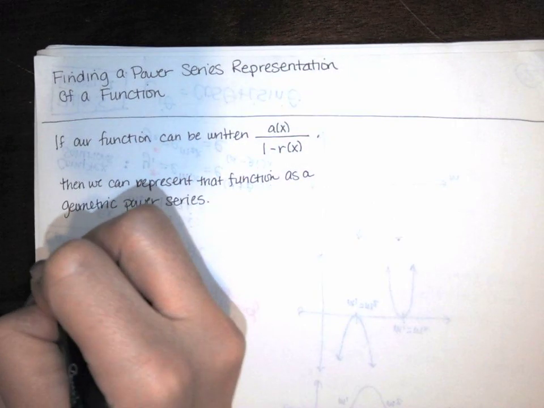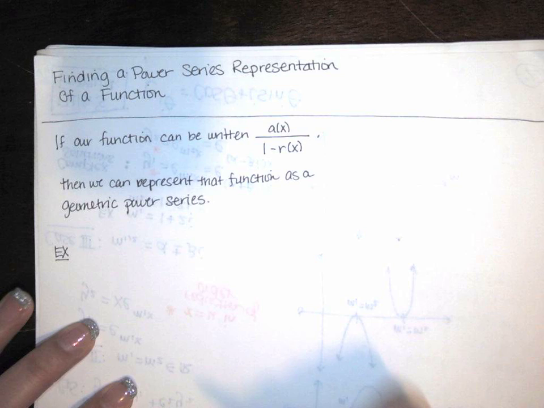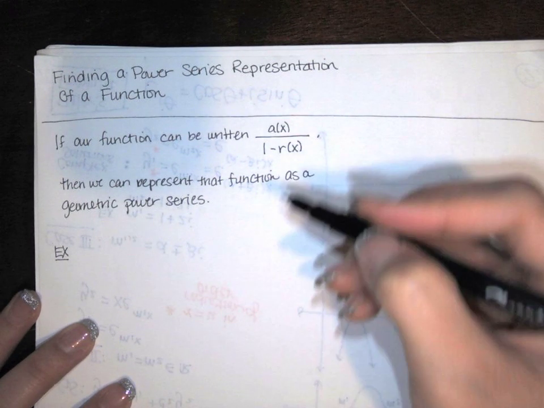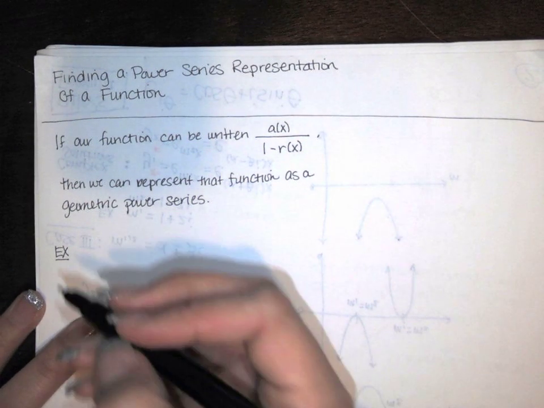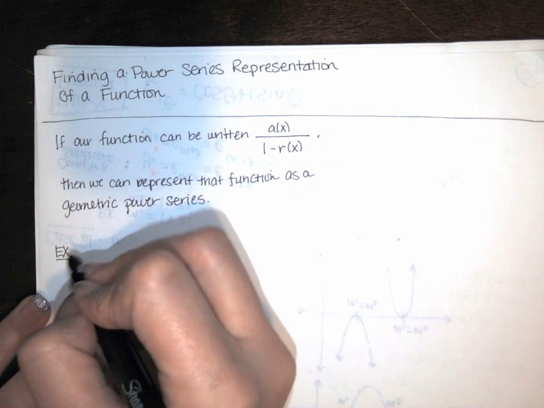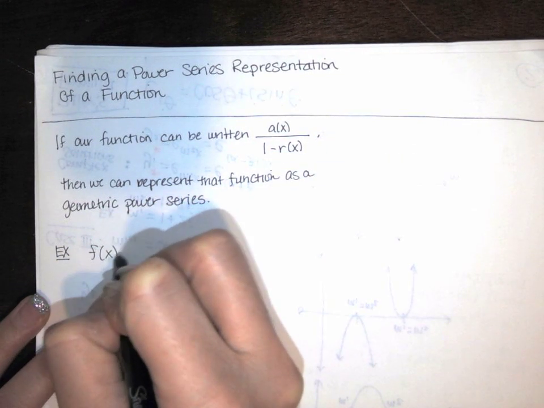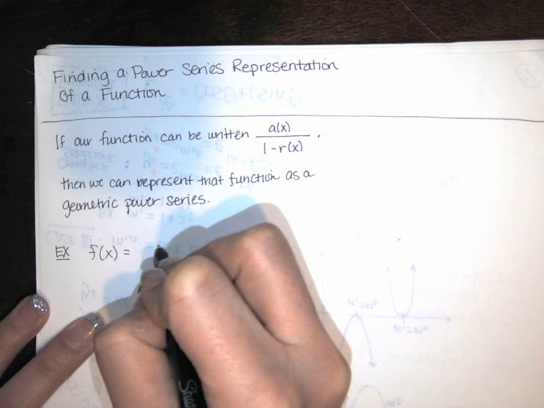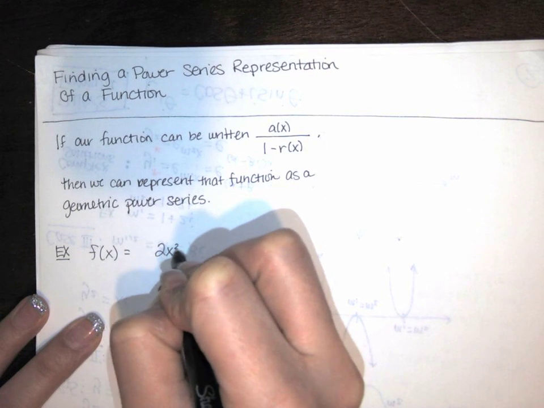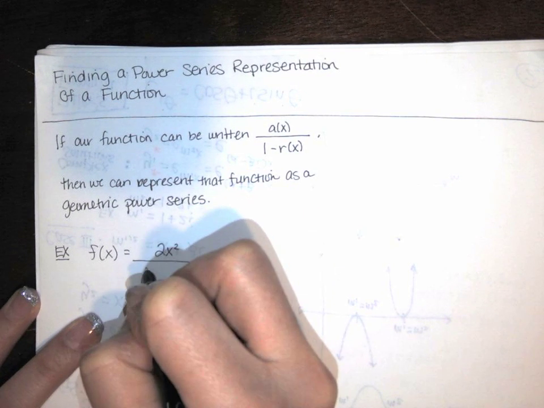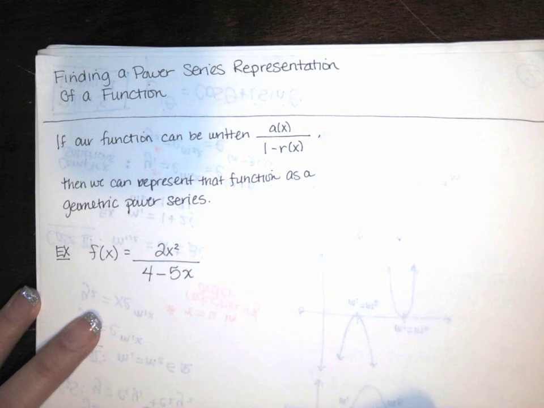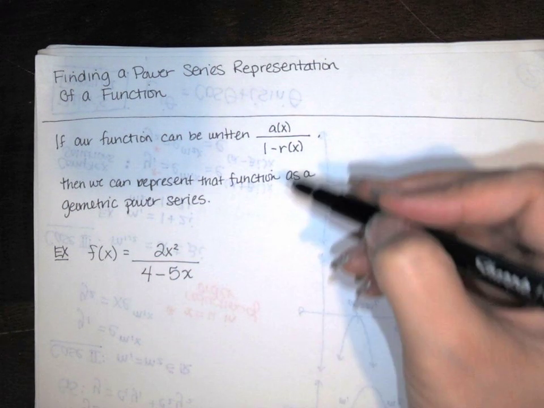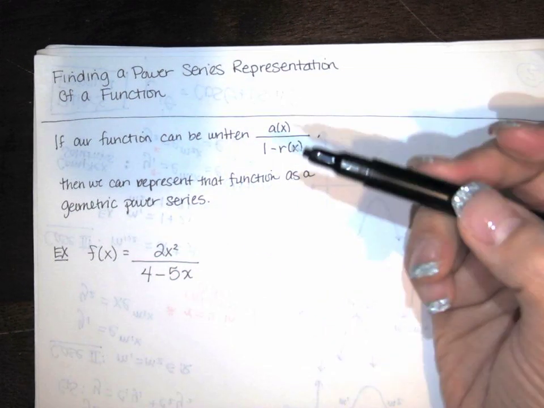Okay, so here's our first example. Now again, we're going to find a way to represent functions that don't look like this in later sections, but let's start with functions that look like that. Let's say I've got f of x equals 2x squared over 4 minus 5x. Now you might be saying to yourself, that doesn't look like that, but it's close, right?